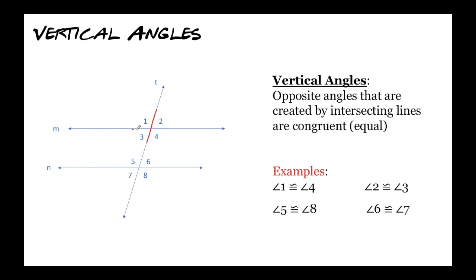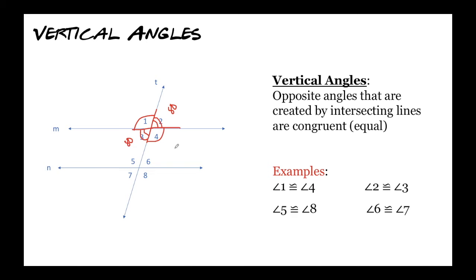When two lines intersect one another, such as line M and transversal T, there are opposite sets of angles that are created. For example, angles 1 and 4 are opposite one another, and angles 2 and 3 are also opposite one another. These angles are known as vertical angles, and they are congruent. So, if angle 2 was 80 degrees, angle 3 would also have a measure of 80 degrees because the two are vertical angles.